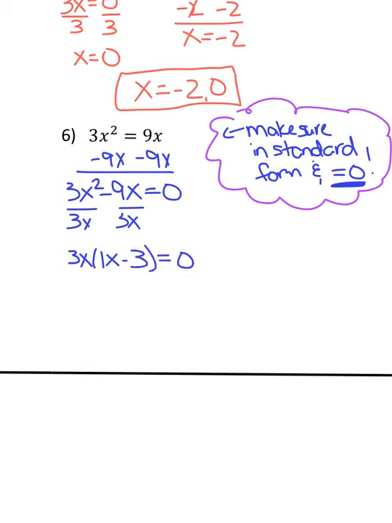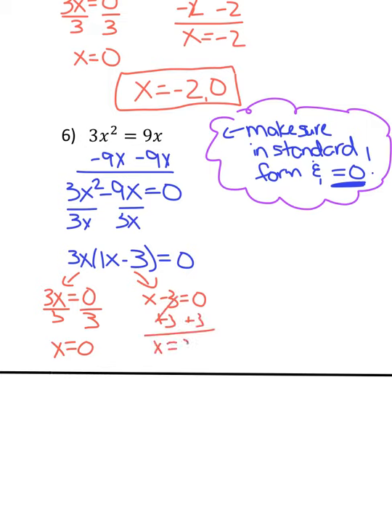And then now, let me switch to red again. Here we go. 3x equals 0, divide by 3, x equals 0. And then we have x minus 3 equals 0, add 3 to both sides, x equals 3. So my answer is x equals 0, comma 3.